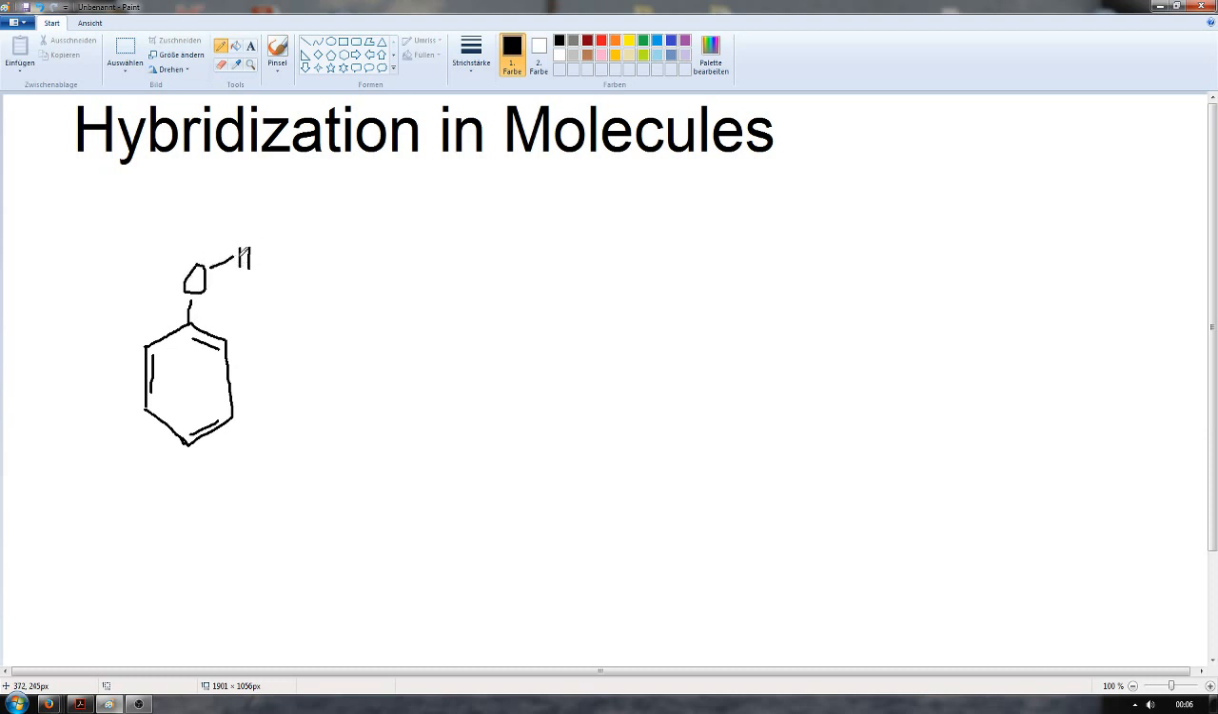Now it looks like an sp3 hybridization here, doesn't it? But what if I tell you that if you have to choose between sp2 and sp3, the correct answer actually tends to be more sp2. Now why is that? Well, we can draw Lewis structures for this molecule, which look like this.